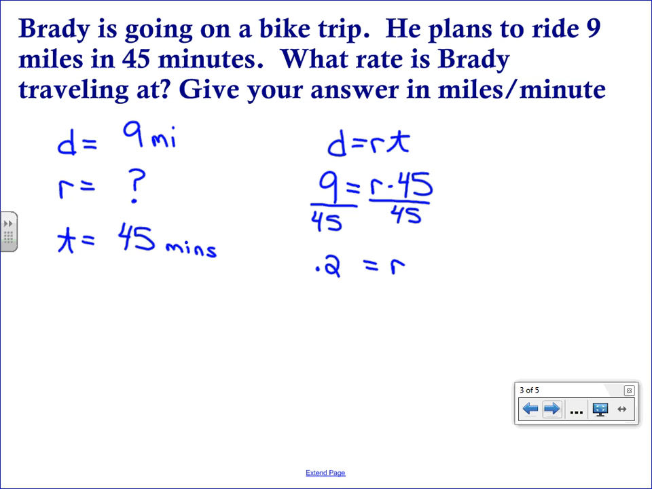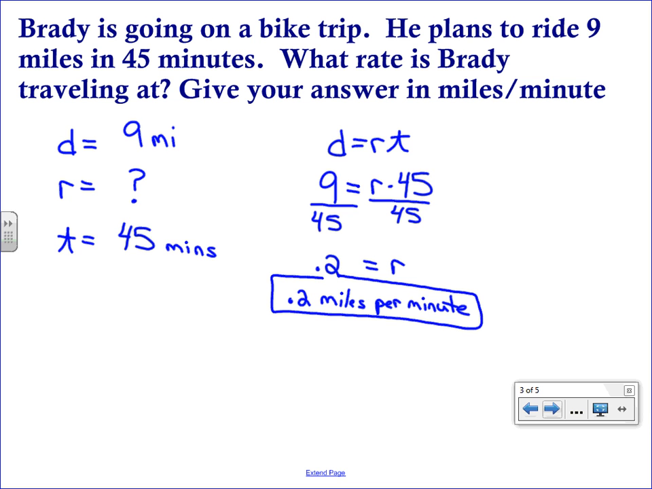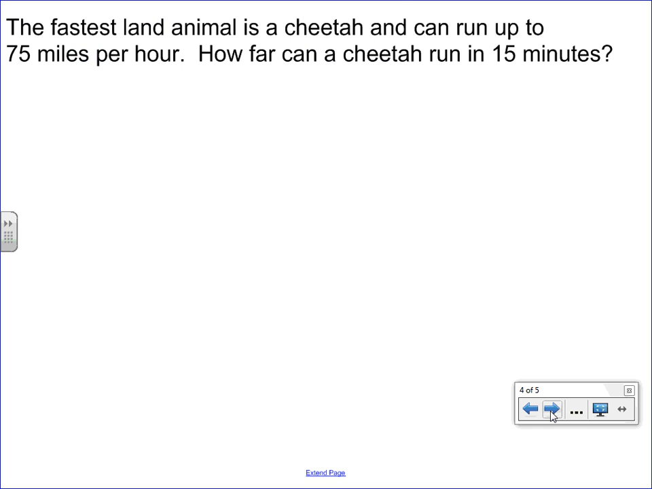Now it's time to think about the units. We had 9 miles divided by 45 minutes. That means our units are going to be miles per minute. So it'd be 0.2 miles per minute. And you can write it out in words too. Okay, and then I would circle that answer, and that is going to be the rate at which Brady was traveling.